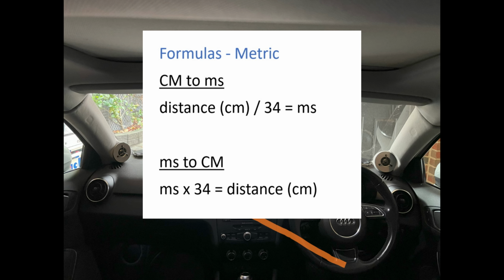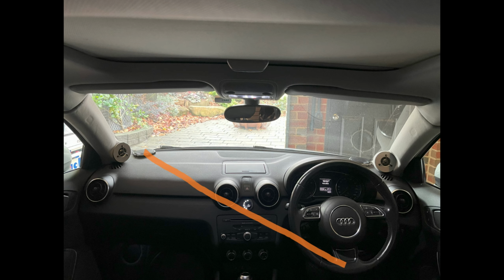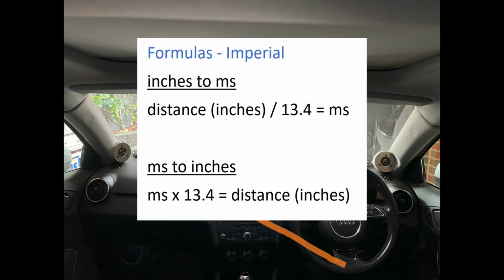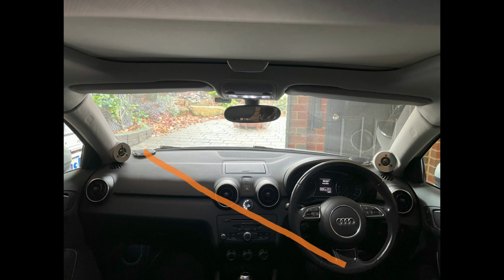So just be careful. If you're using the imperial system, then the formulas are inches to milliseconds, where you use distance in inches divided by 13.4 to give you time in milliseconds. And if you want to go the other way around, it's milliseconds times 13.4 to give you the distance in inches.